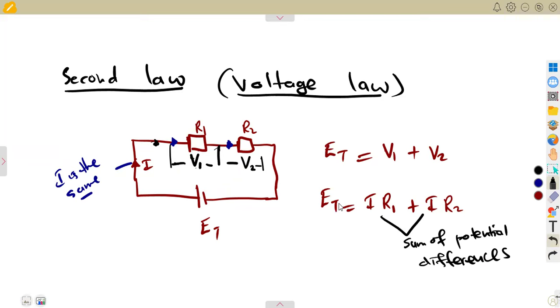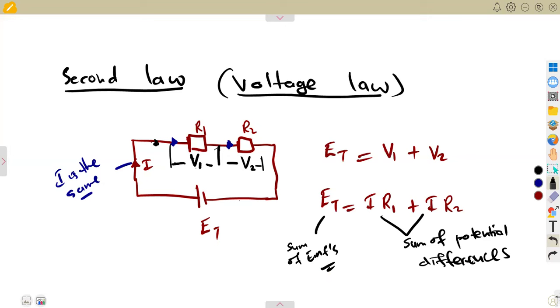So in a closed loop, therefore, we can conclude that the algebraic sum of EMFs, which is ET, the algebraic sum of the EMF, they can be given EMFs that are there. You have to combine those EMFs. So this is the sum of the EMFs. So you can just say the sum of EMFs must be equal to the sum, which is the algebraic sum of the potential differences.